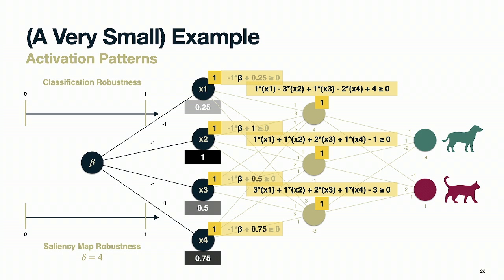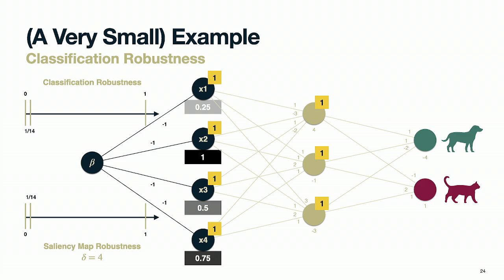When I put all of these constraints together, this identifies this region of the input space. So for all input parameters that have values between 0 and this 1/14th, they all share the same activation pattern. So I can do the analysis for this region of the input space, considering that all these ReLUs are always active. We do classification robustness for now, and then I'll do the saliency map.